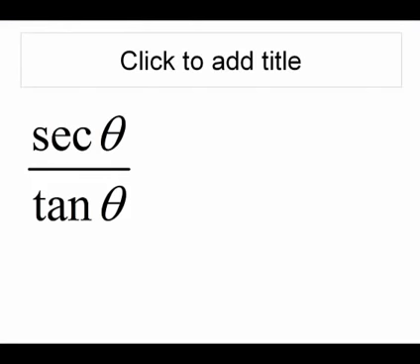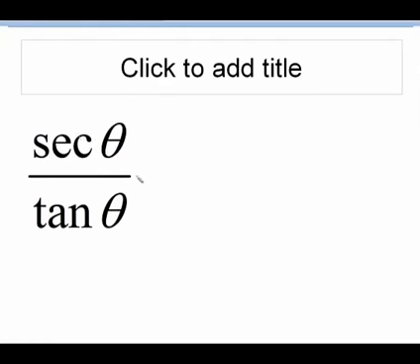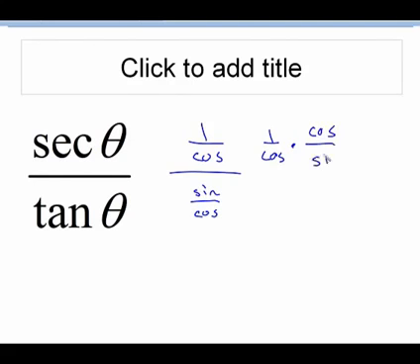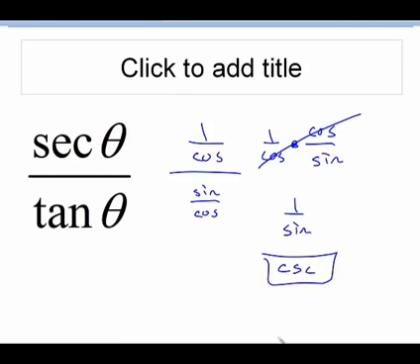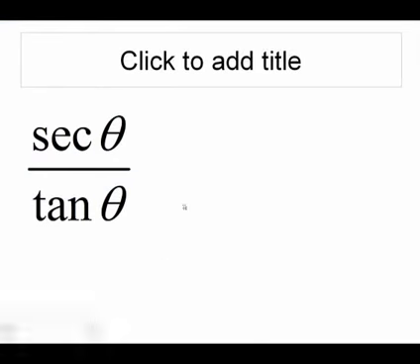Let's take a look at how about this one right here. So, well, secant I know is 1 over cosine. Tangent I know is sine over cosine. So if I were to take this, work it out, that's 1 over cosine times the reciprocal of this, cosine over sine. Well, these divide out since we're multiplying. So 1 over sine is equal to cosecant. Okay, and then you can put a theta at the end with your answer if you want. I mean, I don't make a big deal of that.